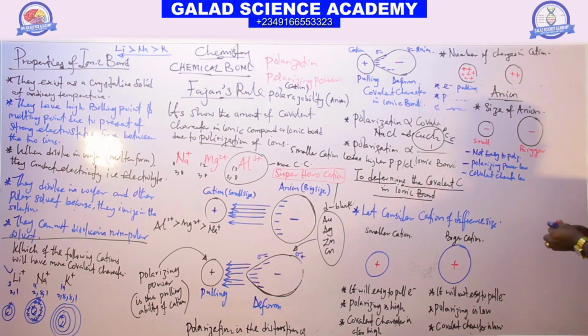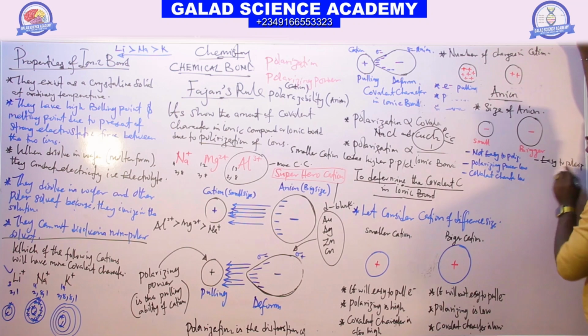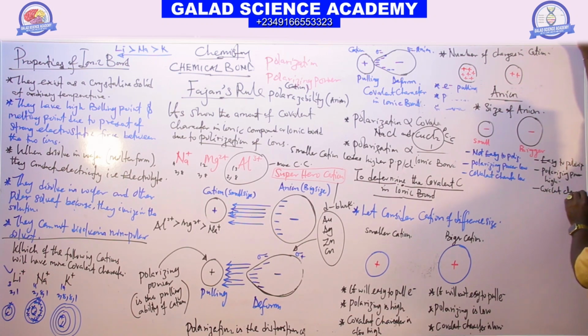But in the case of a bigger anion, it is easy to polarize. Polarizing power is high, then covalent character is also high.